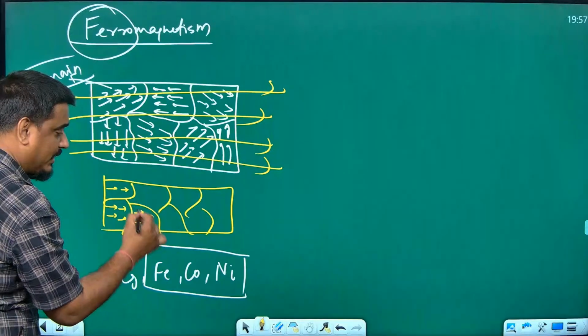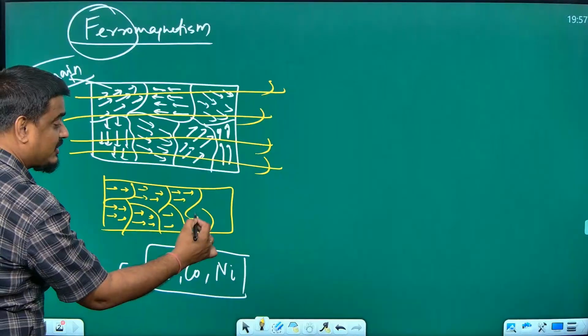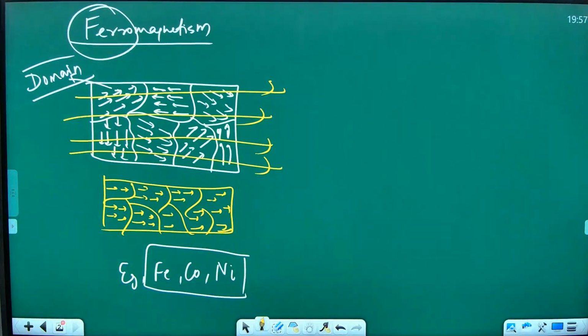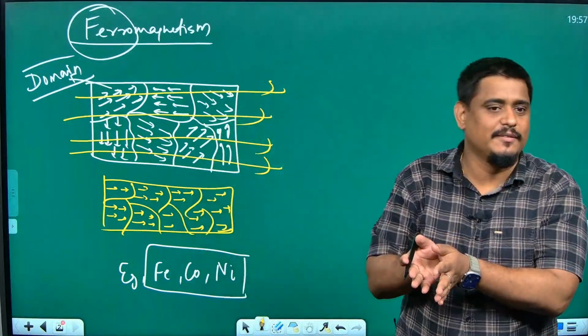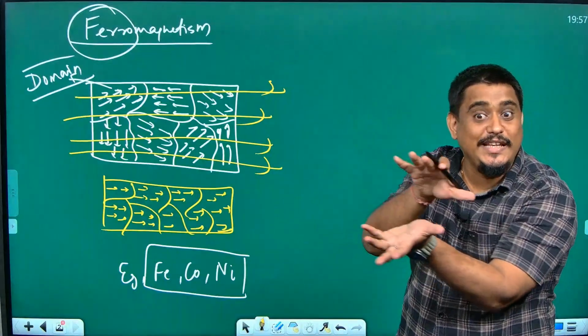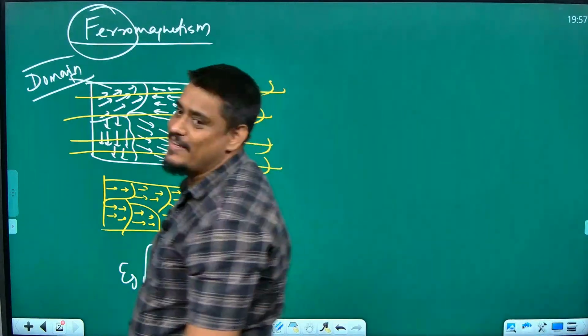What am I going to get? I am going to get a strong magnetic field, because in the case of a paramagnetic substance, everything was individual. It was difficult to control individual dipoles. But here we have lakhs of dipoles together, thousands of dipoles together. Give a magnetic field, all thousand will turn together. So it is easy to create magnetism, right? That is what happens in the case of ferromagnetic substances.